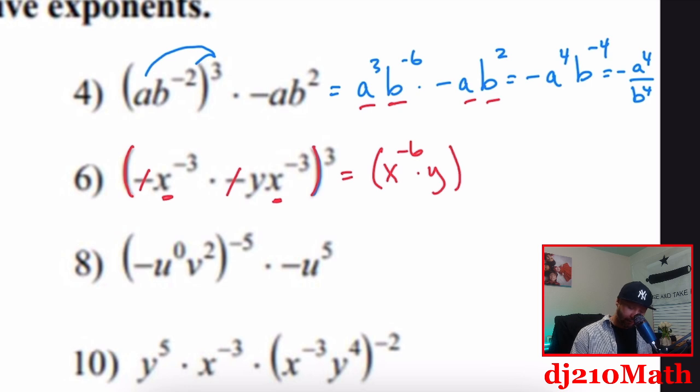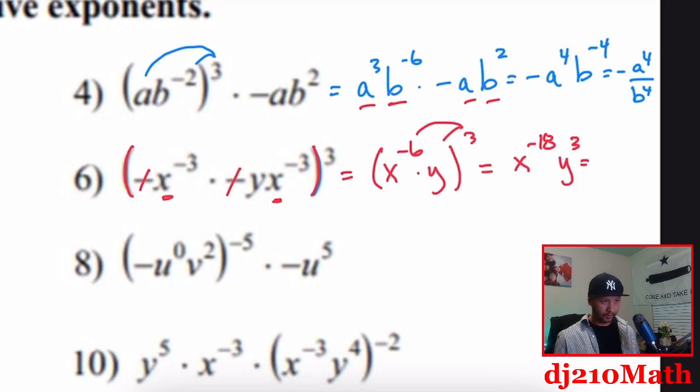All right, this is all inside a cube. So when we apply the cube to everything, we get x to the negative 18 because 6 times 3, y cubed. Clearing the negative exponents, final answer, y cubed over x to the 18.